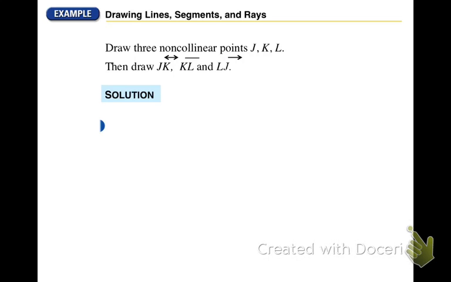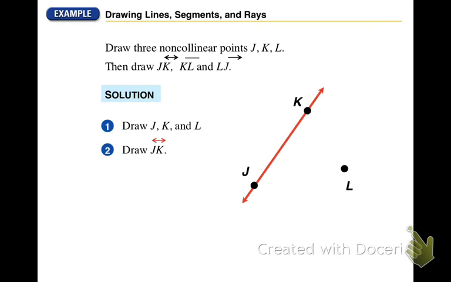In order to draw those, they just can't be all in a row. That would be collinear, so you space them out so not all three of them are on the same line. Then draw line JK. That's a line through points J and K. Make sure you have arrows on both sides of the line showing that it continues in both directions.